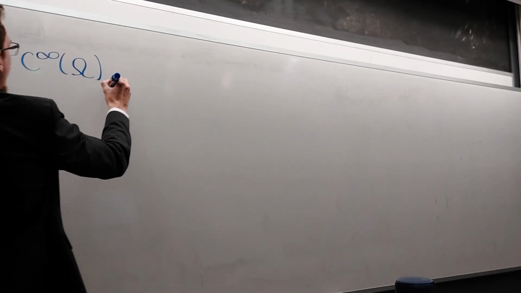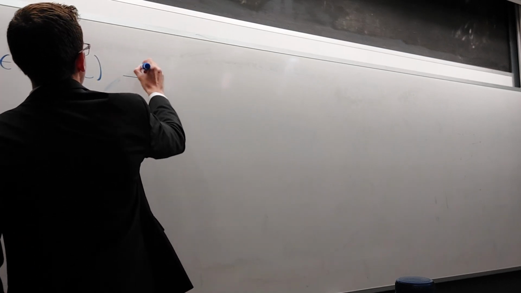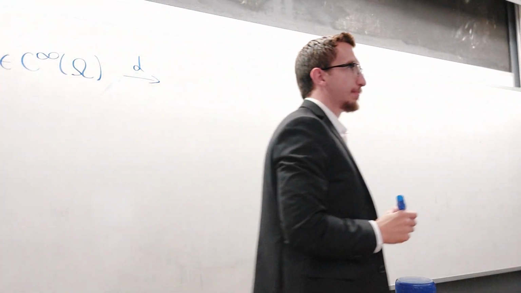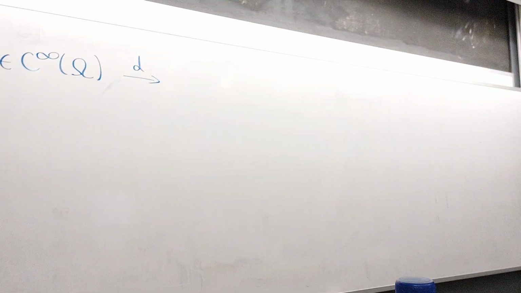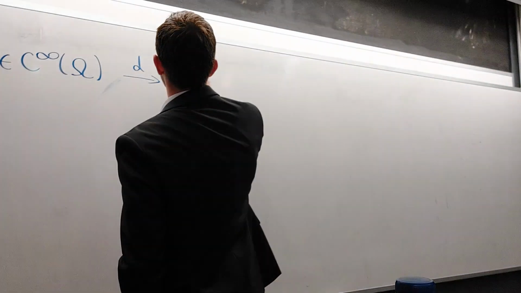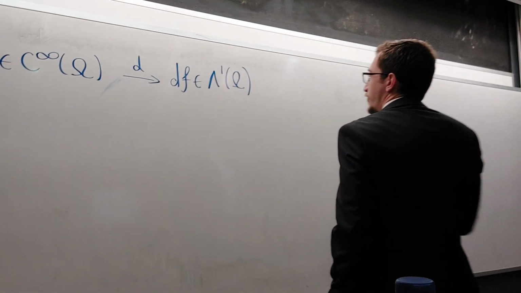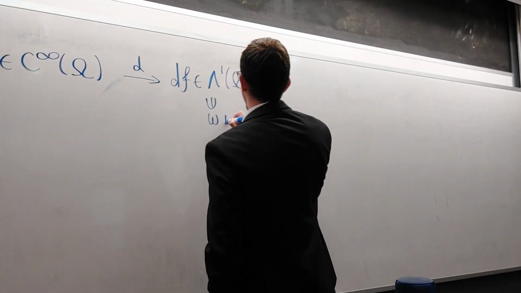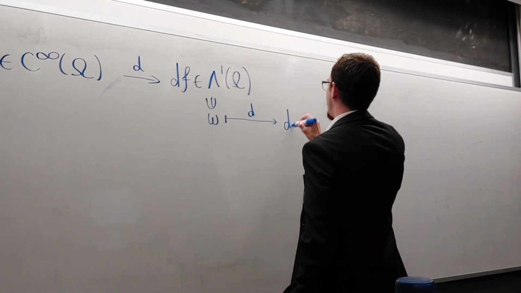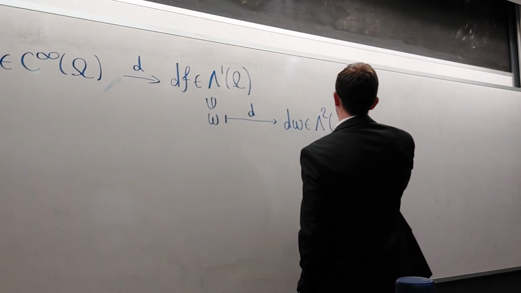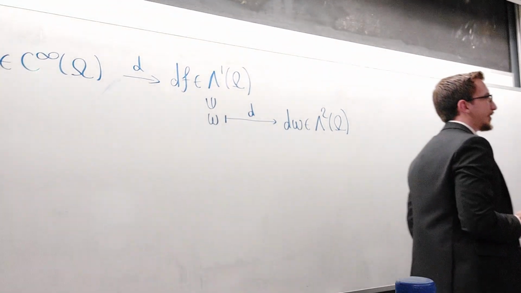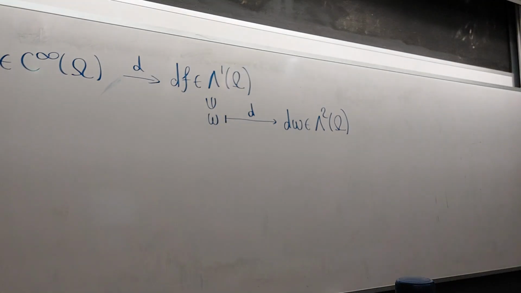Okay, so let's see where we're at. So I have functions. If I take the exterior derivative of that, I get a one form. If I take a one form, let's say omega, and take the exterior derivative, I get a 2 form. Guess what I get if I take the exterior derivative of a 2 form? A 3 form. Good.